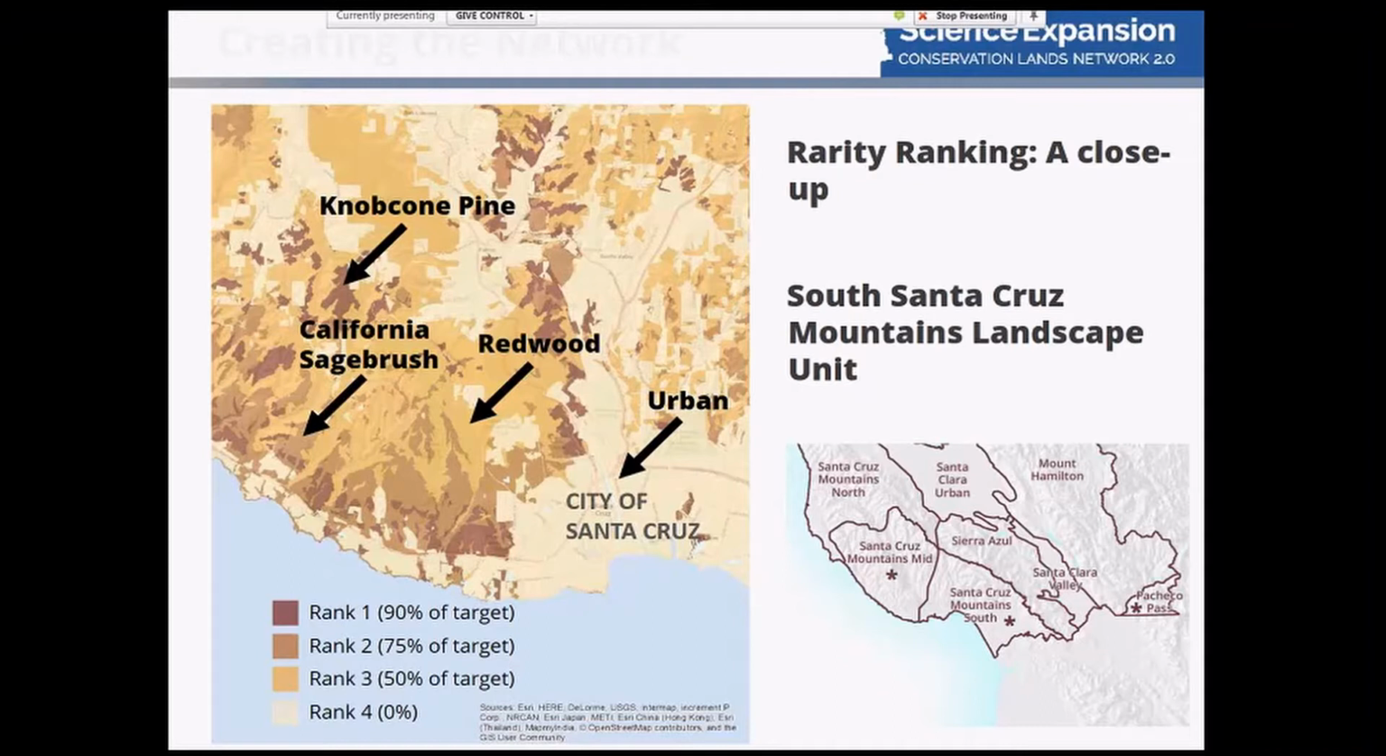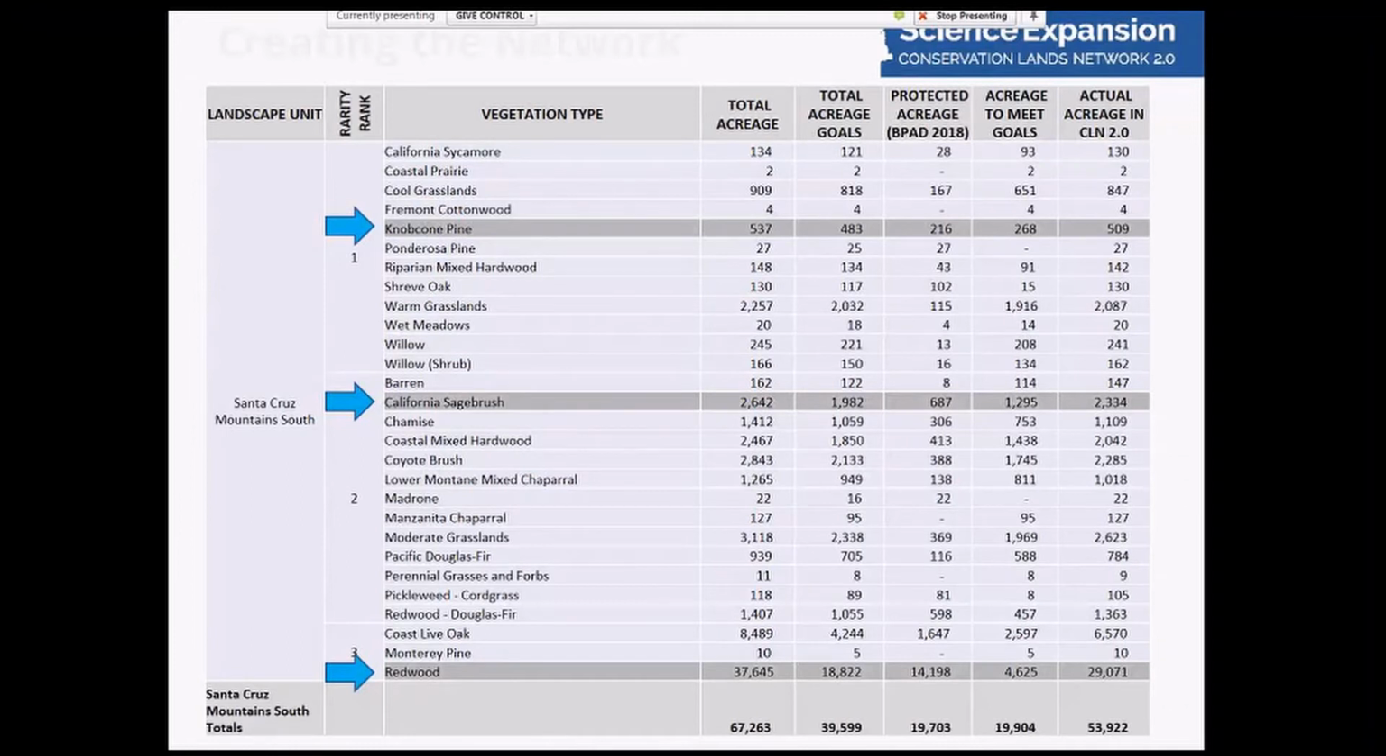I just wanted to highlight part of the accounting framework here. Here are three different example coarse filter conservation targets. We start with total acreage. We multiply that total acreage by the percentage value, so rank 1s are going to be 90%, and then we get the total acreage goals. We figure out what's been conserved already, and then we get our acreage to meet the goals, and then we have an accounting of the acreage within the network itself.